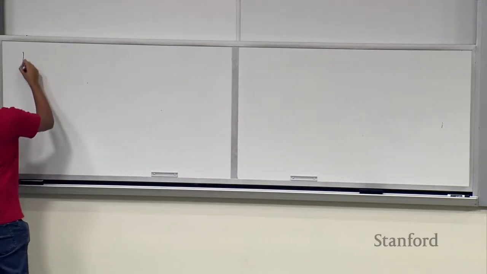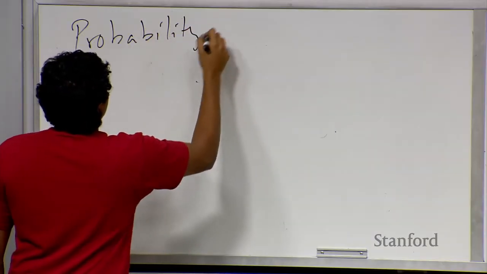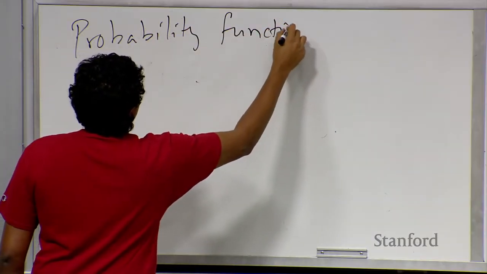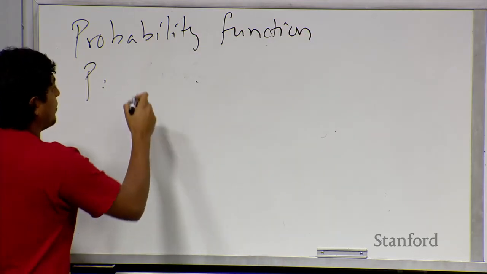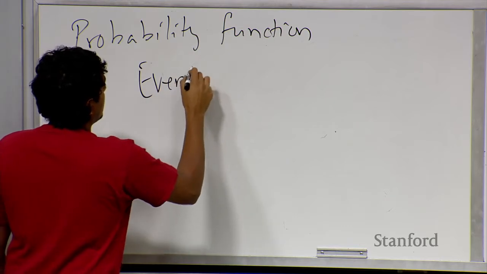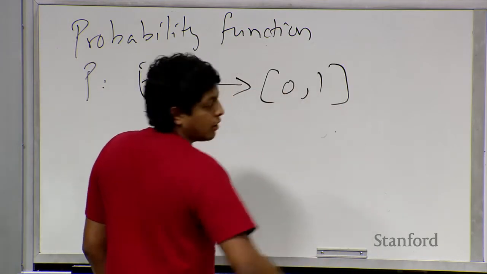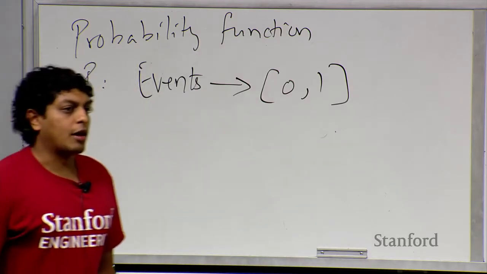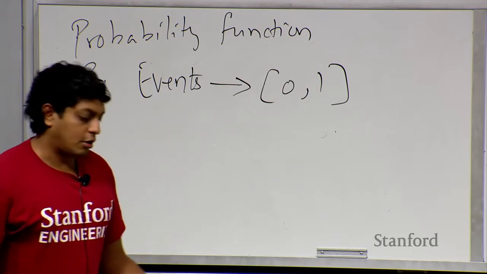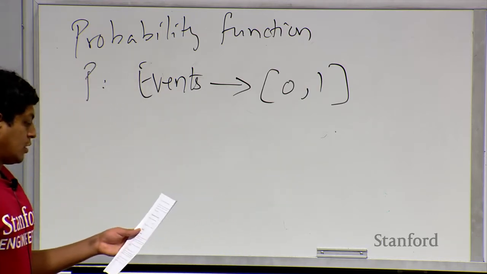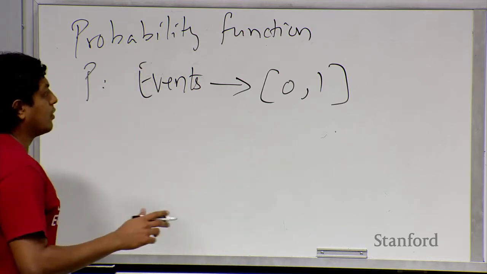All right, so the next thing we will do is look at what a probability function is. P is a map from events to [0, 1]. You take any event and map it to a point between 0 and 1 that represents the probability of that event occurring. It should have some properties, and we'll just go over the properties now.